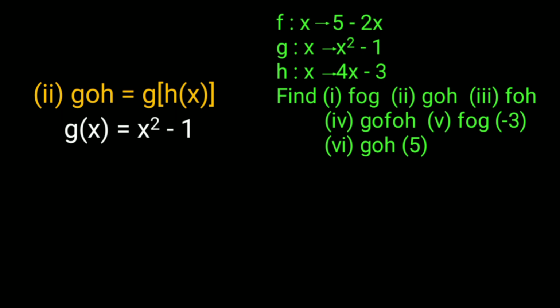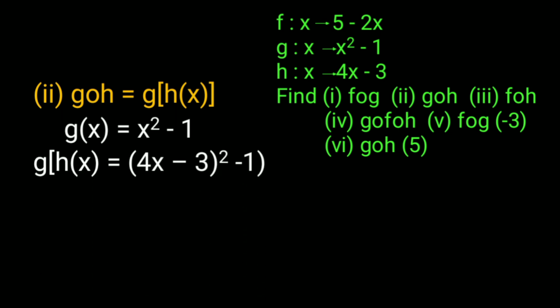Our g of x is x squared minus 1. So it's just like saying h of x squared minus 1, because that's what we need to do there. We are substituting h of x for the value of x in our g of x. And what is h of x from the question? Our h of x is 4x minus 3. Our g of x is x squared minus 1.